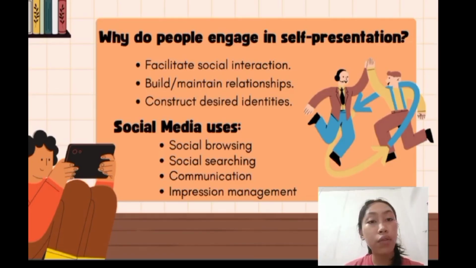Social media platforms are useful for social browsing, social searching, communication, and impression management. Social browsing is checking out other people's profile to see how they present themselves. Next is social searching, looking up information about people to form opinions and impression. Communication is interacting with others and shaping their perception of us through our posts, comments, and messages. Then impression management. It's about consciously crafting our online presence to create a desired image.